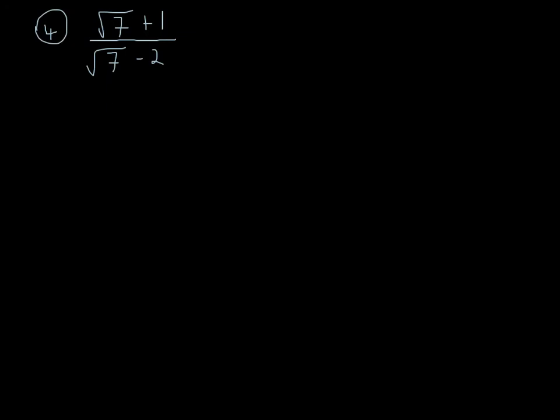Our final example involves a binomial denominator and a binomial numerator. Not a problem. We just have to remember to multiply the bottom and the top by the same thing, and that thing is going to be the conjugate. I take the bottom, and instead of minus, I put plus. That's going to create a difference of 2 perfect squares on the bottom, and that should take care of the bottom.